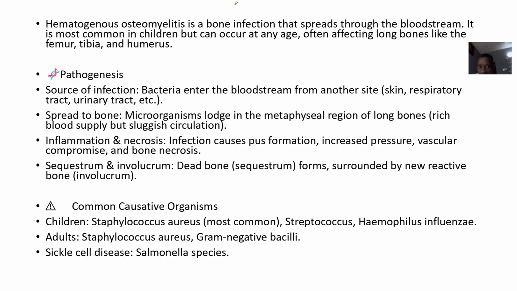So what's the pathogenesis? Sources of infection. Usually bacteria will enter the bloodstream from another site. There was a different infection in a different place, but these bacteria successfully got into the bloodstream, and so they were able to spread to the bones. Microorganisms will lodge in the metaphyseal region of the long bones.